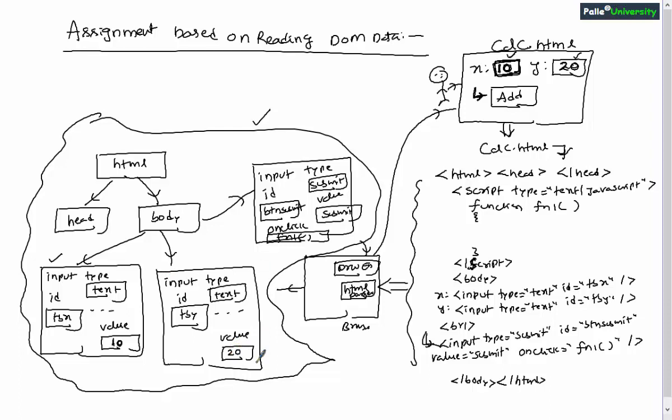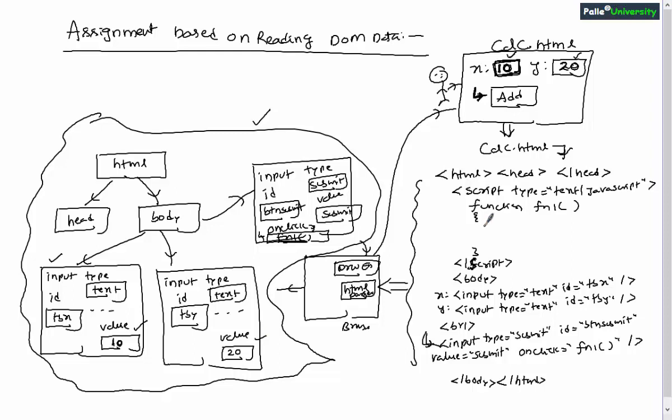Now when the end user clicks on this add button, the JavaScript engine will look for the associated function in the onClick event. Obviously we are calling fn1 over here. Now the JavaScript engine will try to execute this fn1 function. So inside this fn1 function, we need to read this value property's data and this value property's data, and we need to perform the addition operation. Tell me how to achieve this.